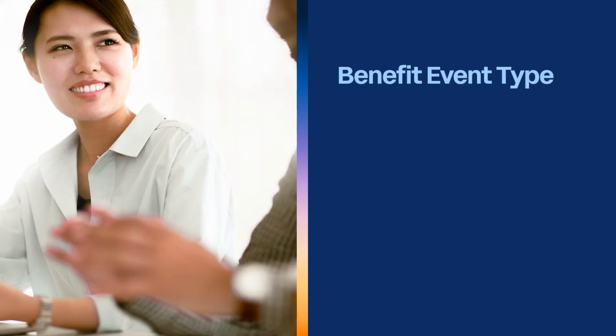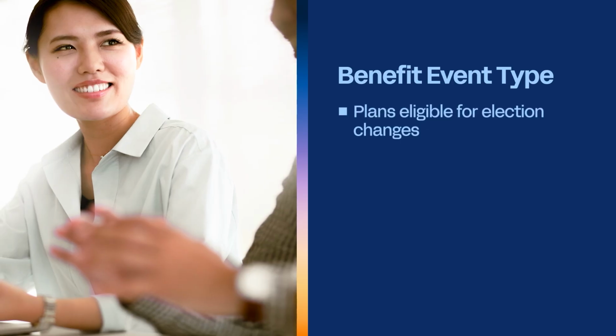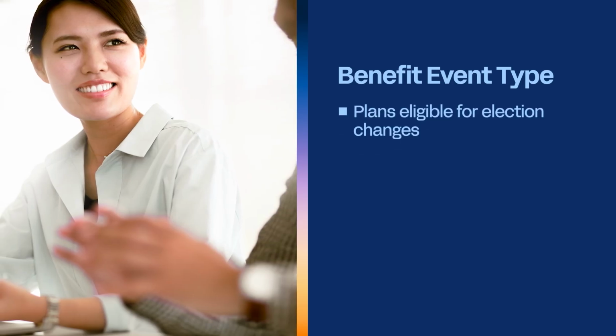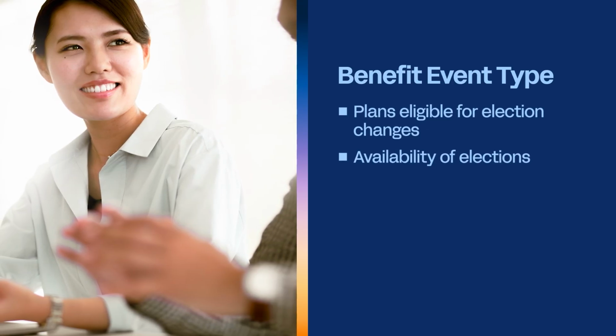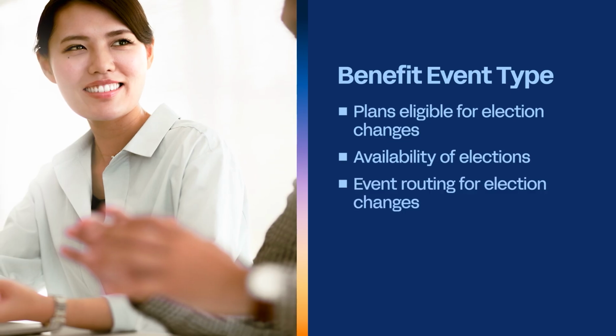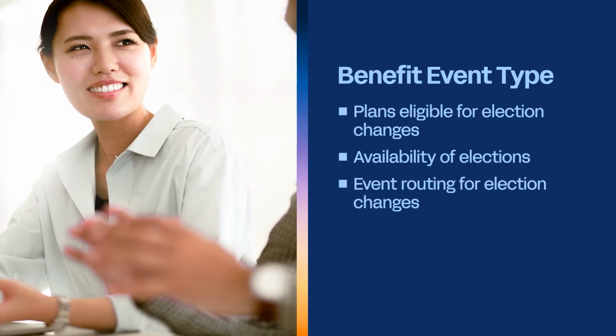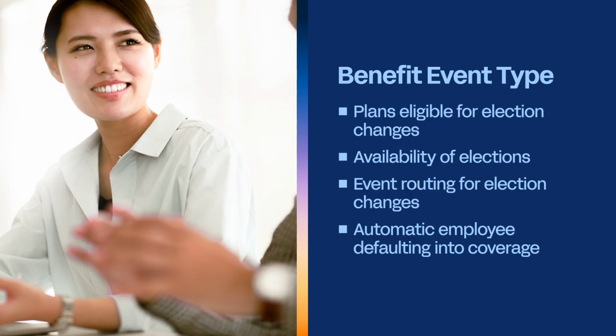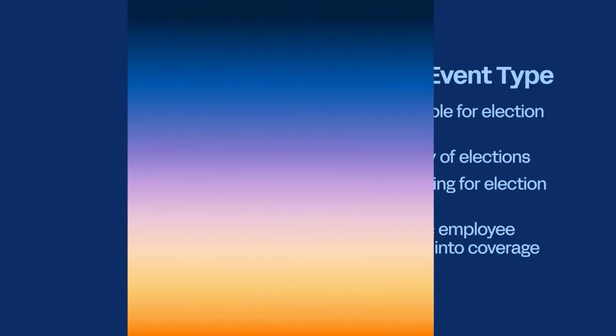For each passive event or milestone in Workday, you'll have a passive event rule. This rule has several noteworthy elements. First, the passive event rule links to the benefit event type. The benefit event type informs the Workday system what plans are eligible for election changes, whether or not employees can enter any elections, whether or not the event should route to the benefits partner to enter the election changes, and whether the employee should automatically default into the coverage.